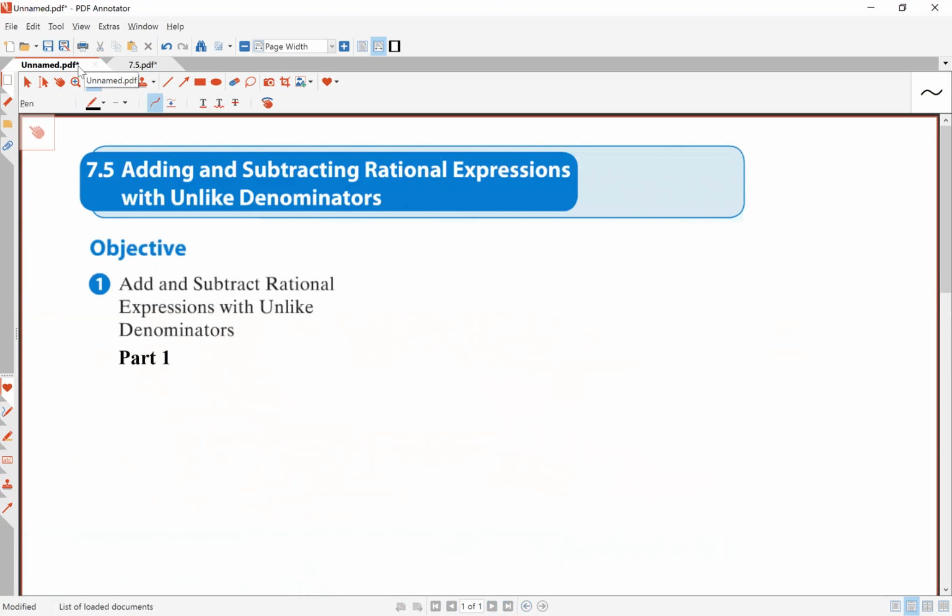This concludes this video on 7.5 adding and subtracting rational expressions with unlike denominators, part 1. In the next video, I will do the rest of it, which is the subtraction, and that will be in part 2.